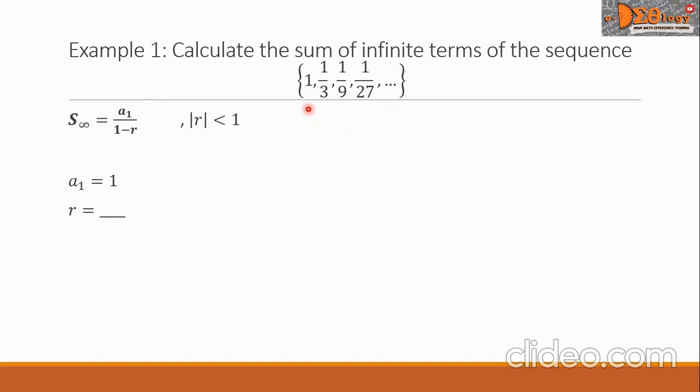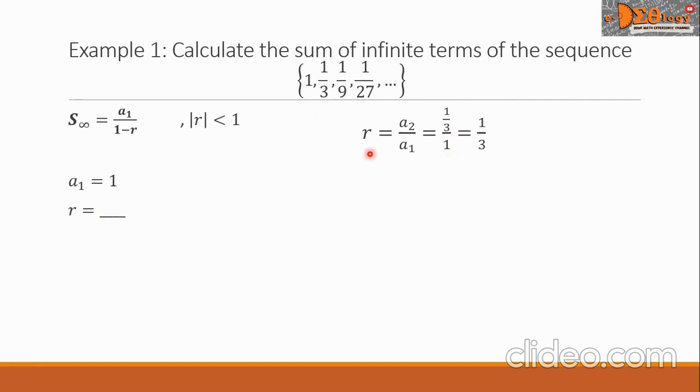We will take any two consecutive terms, putting them in a ratio, and this ratio must be common to all pairs of consecutive terms. Let's begin with r equals a sub 2 over a sub 1, and that is 1/3 all over 1, and this is equal to simply 1/3.